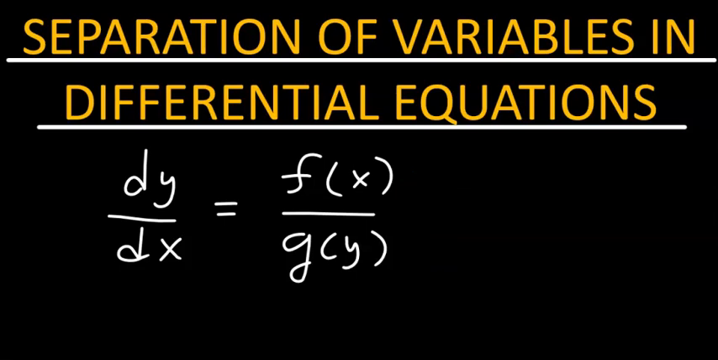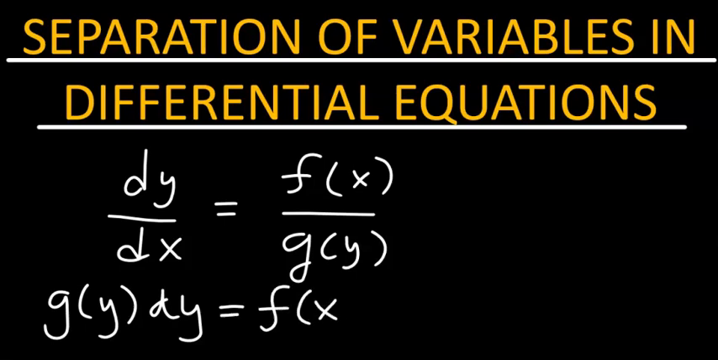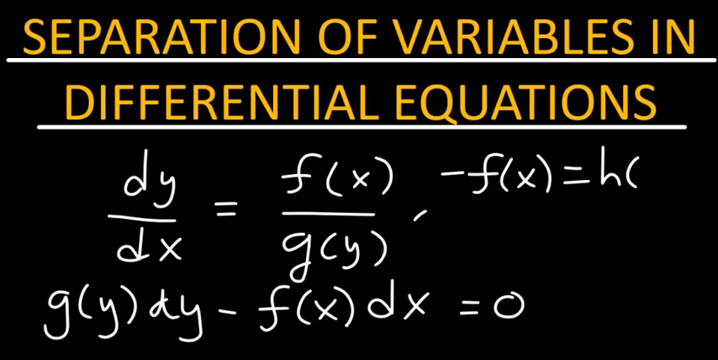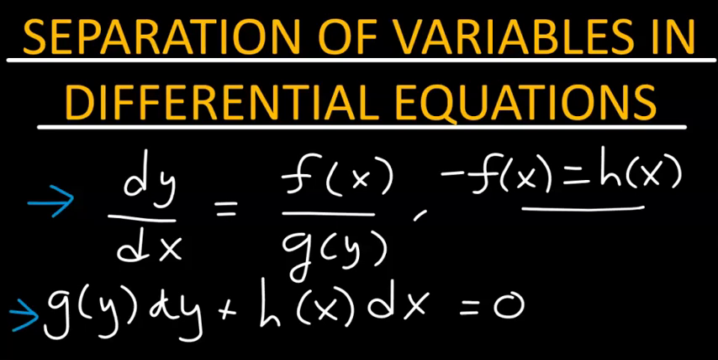Then this differential equation can be rewritten in the following manner. The function g(y) differential dy equals the function f(x) differential of x, dx. Or in another way, g(y) dy minus f(x) dx equals 0. Now this minus sign is immaterial, for if we take minus f(x) to be h(x), another function, then this line will be plus h(x) dx.